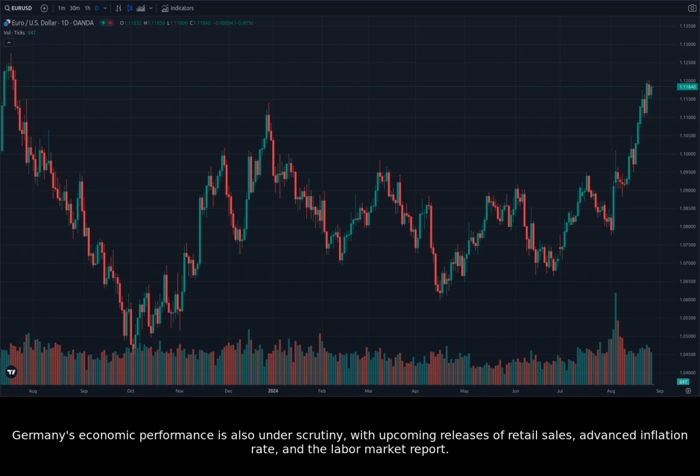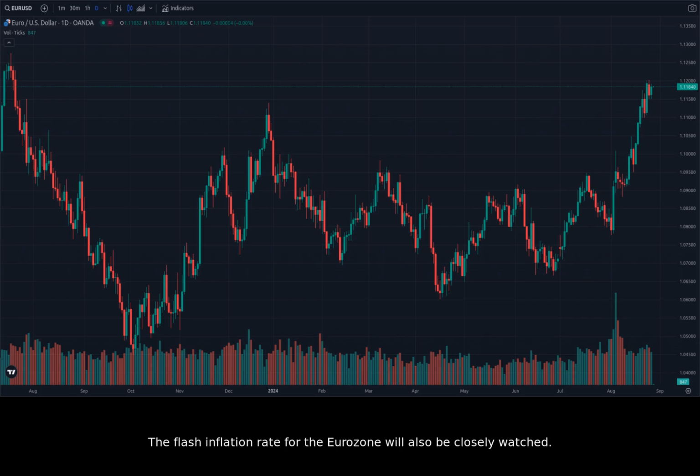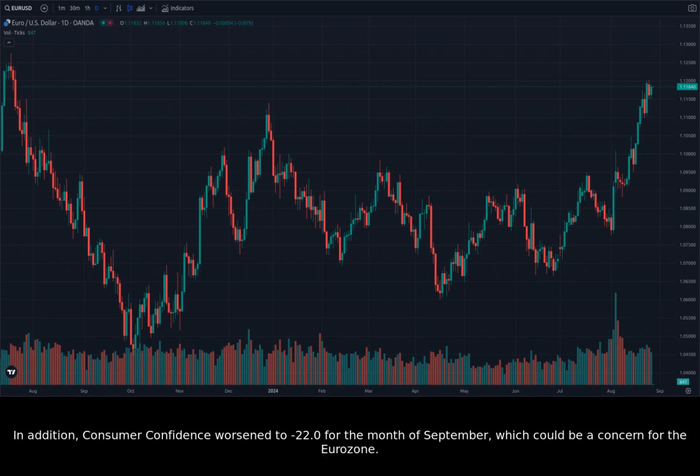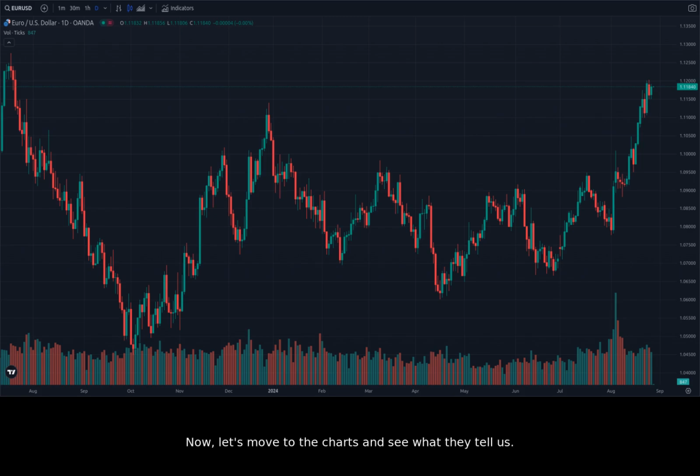Germany's economic performance is also under scrutiny, with upcoming releases of retail sales, advanced inflation rate, and the labor market report. The flash inflation rate for the Eurozone will also be closely watched. The recent release of Germany's final Q2 GDP growth rate came in flat YoY and contracted by 0.1% compared to the previous quarter. In addition, consumer confidence worsened to -22.0 for the month of September, which could be a concern for the Eurozone. Now, let's move to the charts and see what they tell us.